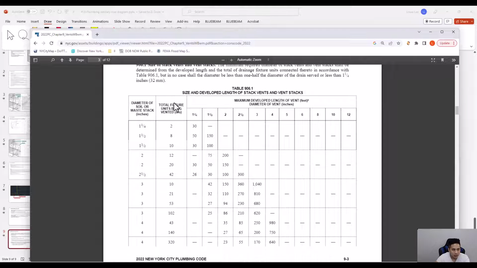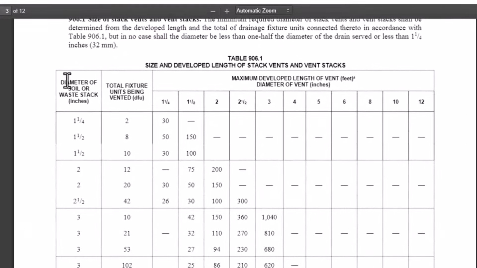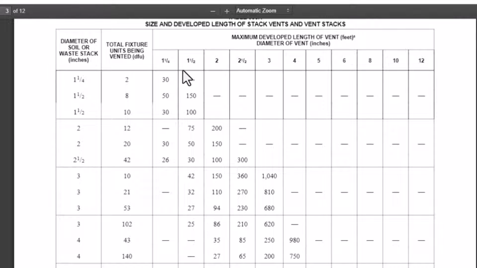The way it's done here is you have two columns. One here is for the soil or the waste stack, so this is the vertical piping. And you also have this other column here, which is total fixture units being vented. You have the maximum developed length of vent and diameter of vent. So let's say you have 42 fixture units, you can have different pipe sizes here for the vent. Let's say you have a 2-inch. You can have a maximum length of 100 feet.